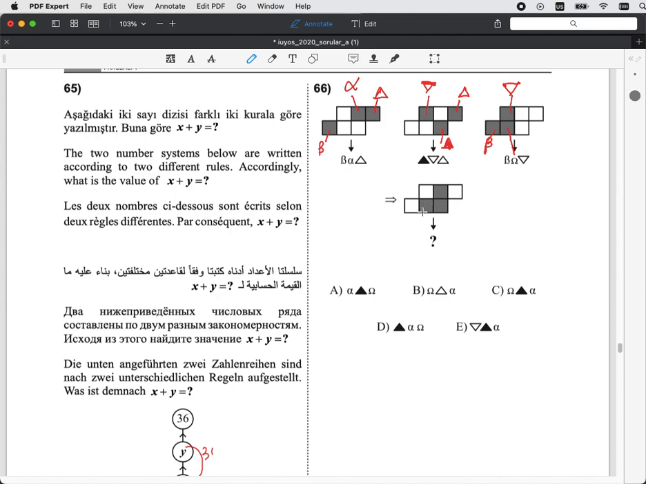Okay, here it is the same as here, right? So this one is gamma. And this one is the same as here. So this one should be triangle, black triangle. And this one is alpha. So alpha. The answer is this one.